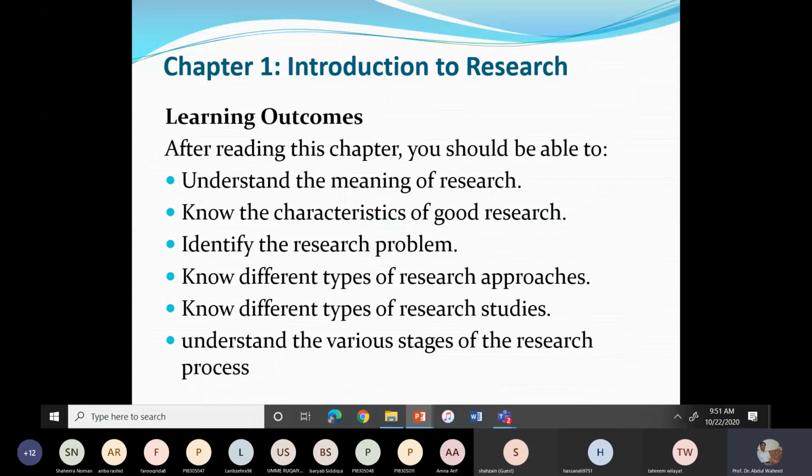So these are the learning outcomes from this chapter 1, Introduction to Research. You will understand the meaning of research, and you will know the characteristics of good research, and then you will be able to identify the research problem, and you will also learn different types of research approaches. You will know different types of research studies, and then finally you will understand the various stages of the research process. So we will also discuss the research process in this chapter.